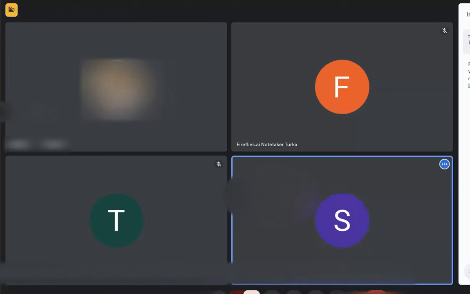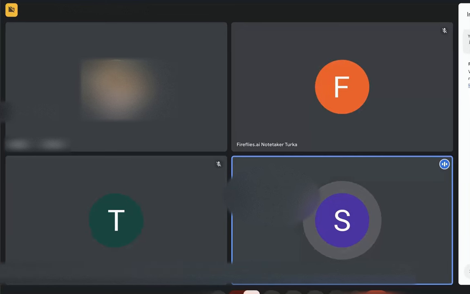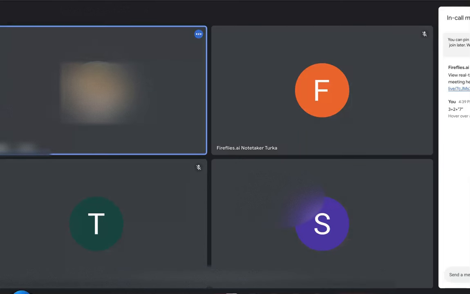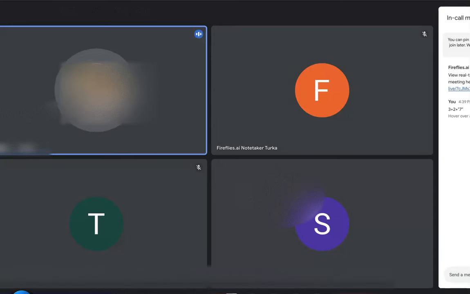Okay, fine. So I have given you a chart, a small console.log. What will the output be? 3 plus 2 plus 7. Wait a minute, let me see the chart. So 3 plus 2 plus 7 will actually give you a string of 57, a string and not a number, since we have a string there in 7.